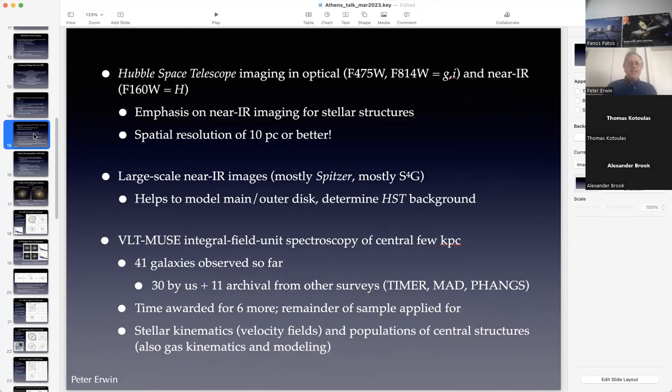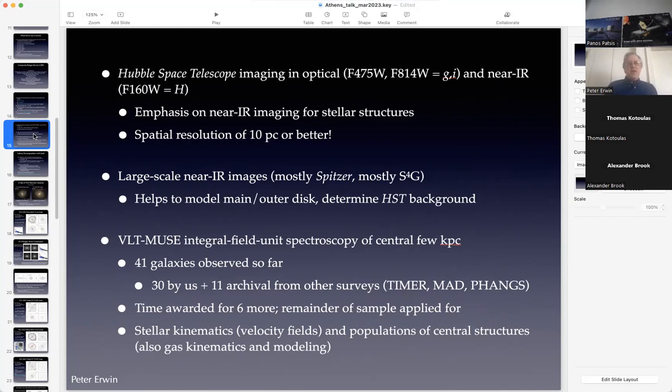And this is because we want to model the entire galaxy. If you're doing decompositions, the modeling of the inner part of the galaxy is partly affected by how you're modeling the rest of the galaxy. So we want to be able to see what the entire disk of the galaxy is doing. We also need this because we want to remove the background from the HST images, and these galaxies are big enough that they fill the HST field of view. So that's why we need the larger scale images.